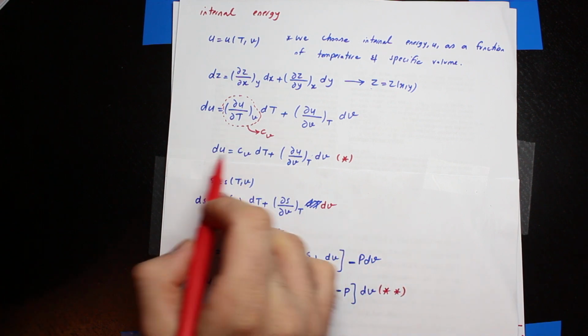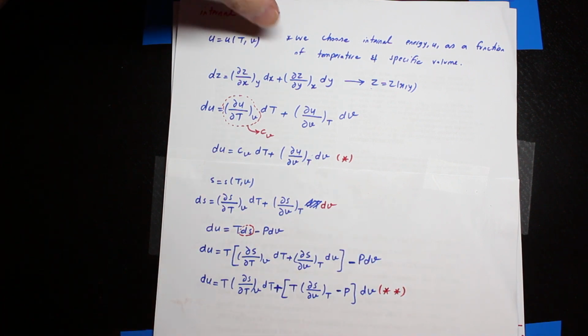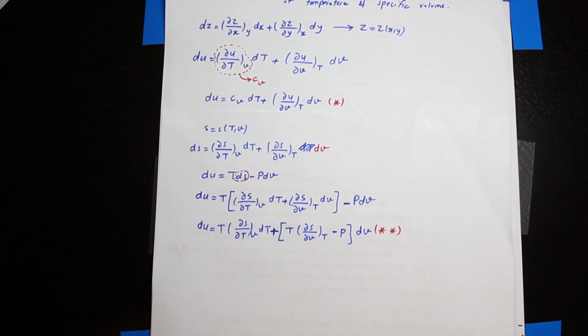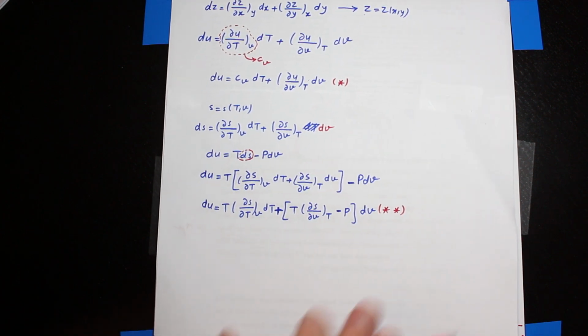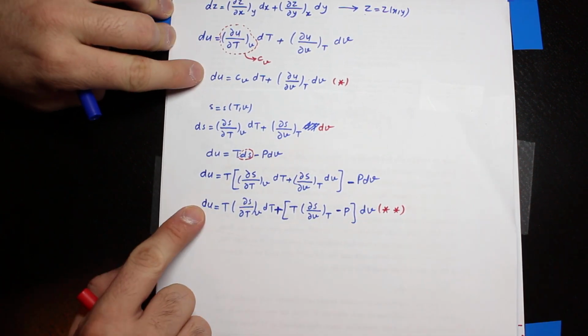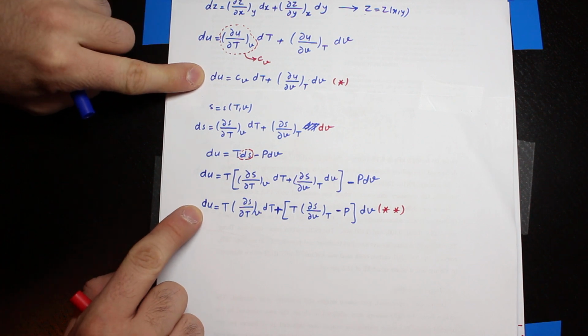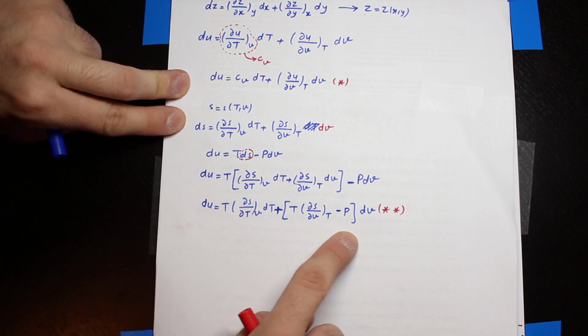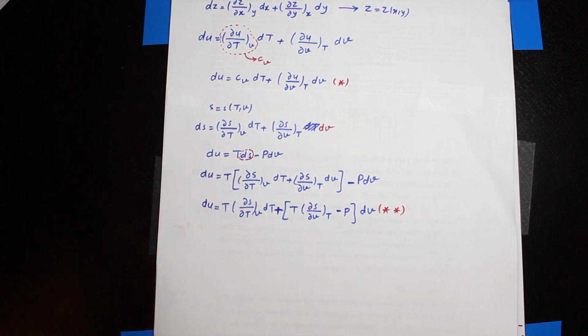Initially I had 1 star, and now I have 2 star. Both of them are in fact dU. So I'm going to equate them and then manipulate the right hand side of each equation.